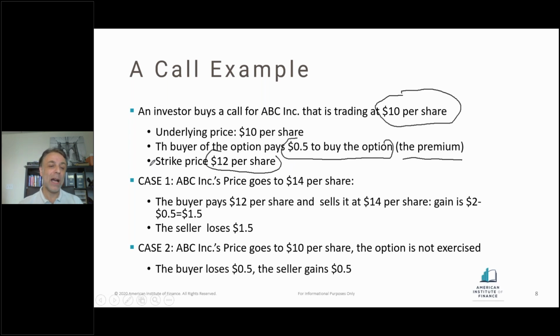And so case one. Let's see what happens. Let's say that the price goes to 14. Now you see it makes sense, because you can buy it for $12 per share, and the price is at $14 per share. So the buyer pays $12 per share and sells it in the marketplace for $14 per share. And what is your gain? Well, you make $2 right there and then. You paid 50 cents initially to have this right, which is the premium. So that means that you're left with $1.50.